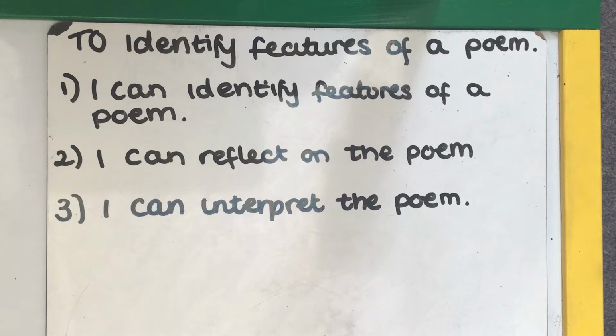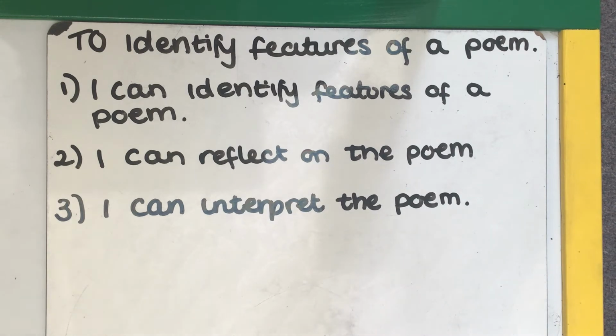But before we look at that poem, let's have a look at our learning objective and success criteria. So our learning objective today is to identify features of a poem. Success criteria 1, I can identify features of a poem. Success criteria 2, I can reflect on the poem. And success criteria 3, I can interpret the poem. Now, only those of you that choose to do the red level of challenge today will be meeting success criteria 3, I can interpret a poem. But we will talk more about that in a moment.